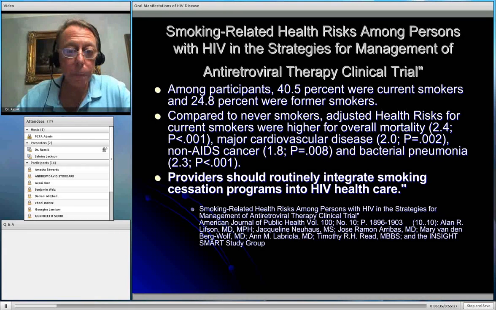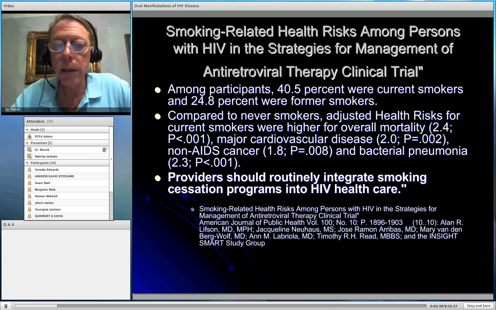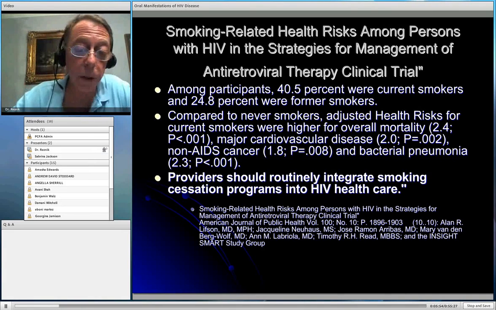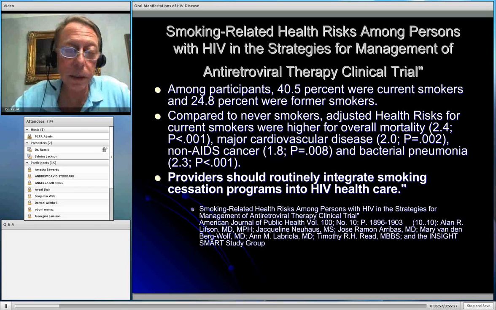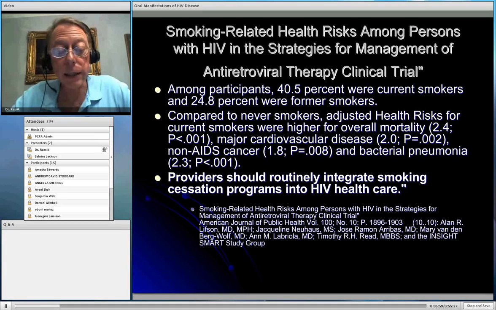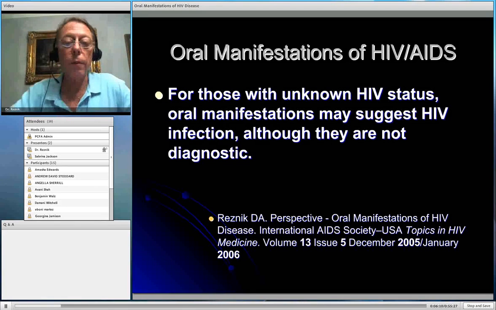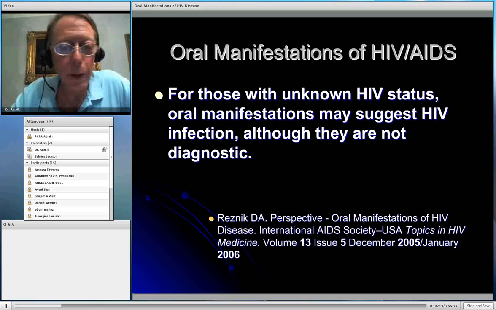A separate study looked at smoking: 40.5% were current smokers and 24.8% were former smokers, compared to never smokers. Health risks for current smokers were higher for overall mortality, cardiovascular disease, and pneumonia. So it's important that we don't forget about smoking cessation, that we either practice it as a part of a dental program, or in our case, we have a center for well-being in our program, so we can refer them upstairs.